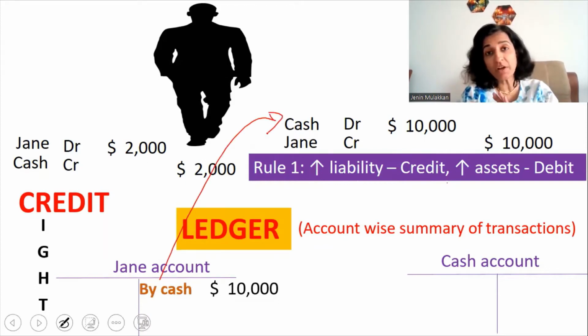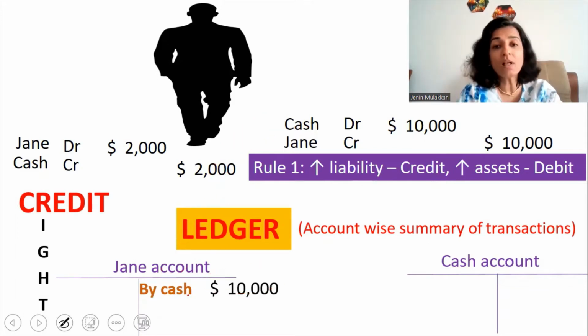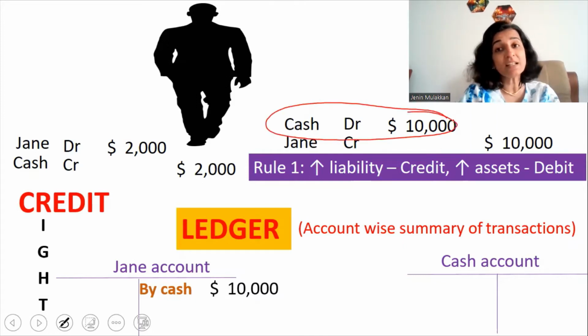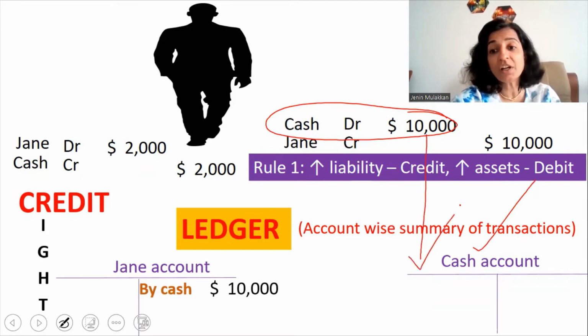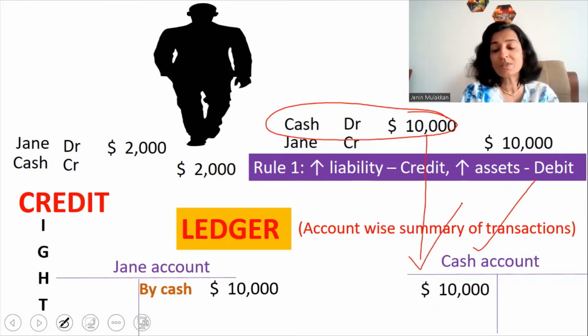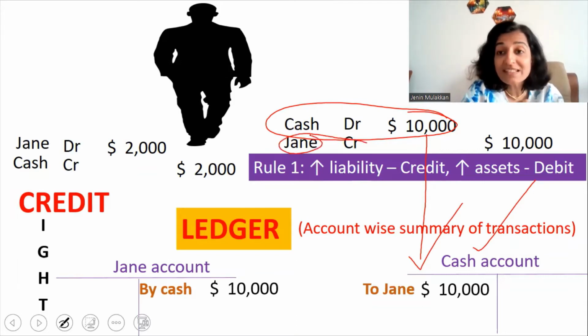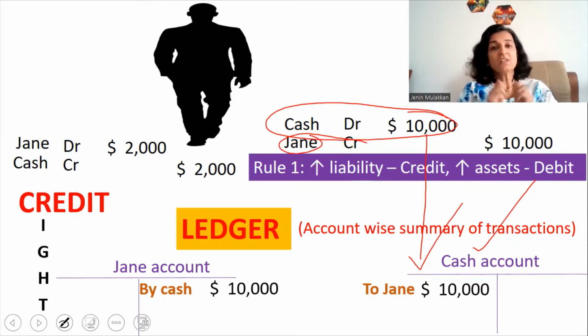Why is Jane's account credited? Because we received cash of $10,000 from Jane. Now coming to the next part of the transaction. Now we have debited cash account with $10,000. So now in cash account, debit is always recorded on the left side. So $10,000 will come on the left side. And what is the explanation? The explanation is to Jane, indicating that we have received the amount from Jane. So this is the way in which the journal entries are recorded in the ledger.